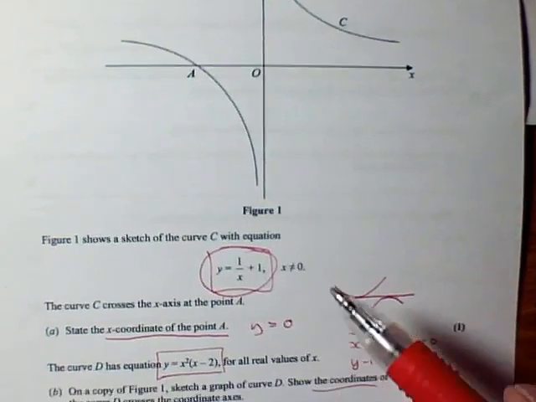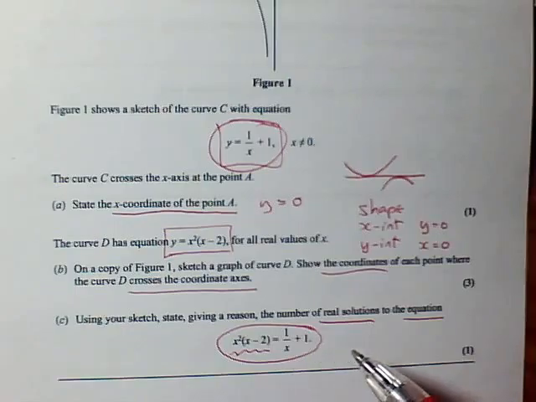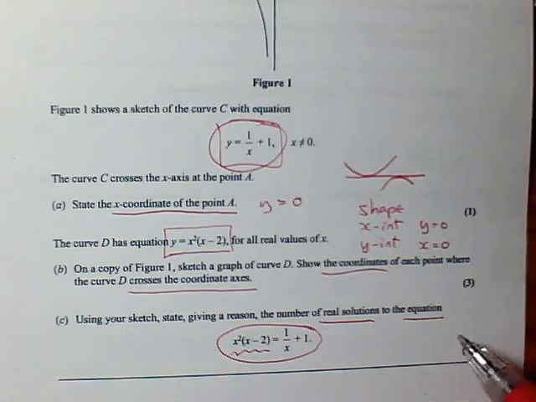So you look at how many intersections there are, you give that as the number of roots, but you won't get any marks unless you explain from your graph that you've looked at the intersections and you've counted those.